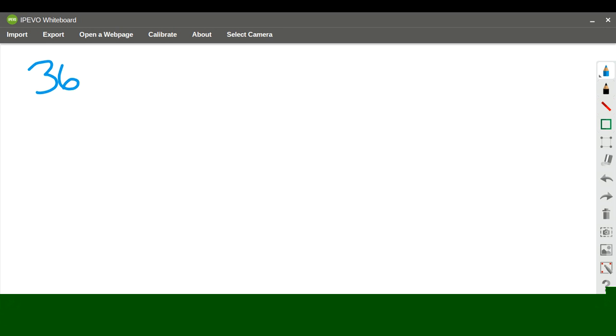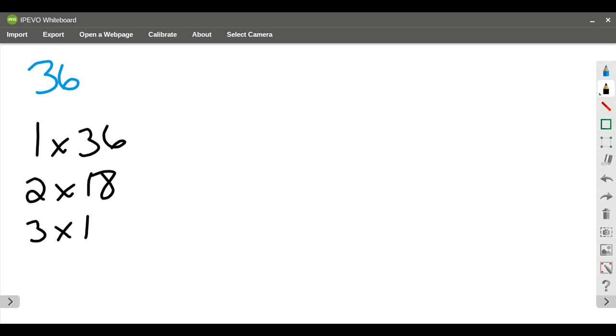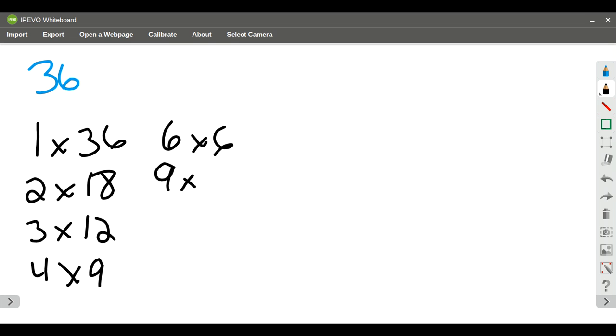Traditionally when you're looking at factors of 36, you're looking for factor pairs. So I'm looking for the numbers that I multiply together to get 36. Some factor pairs for 36 are 1 times 36, 2 times 18, 3 times 12, 4 times 9, 6 times 6. And then my factor pairs would start reversing. So then I would have 9 times 4, 12 times 3, 18 times 2, and then 36 times 1.